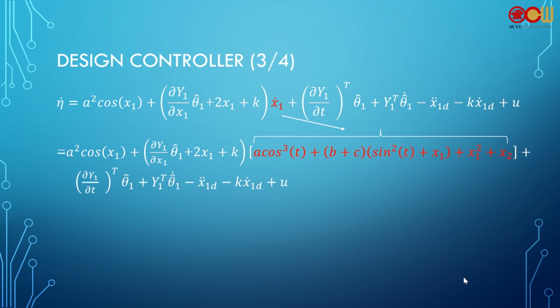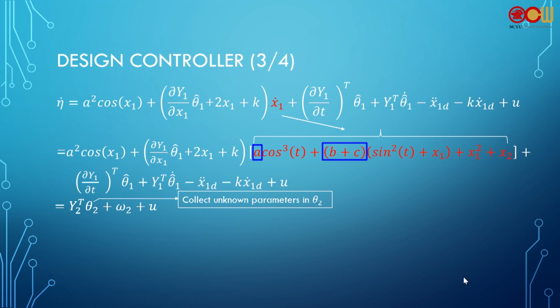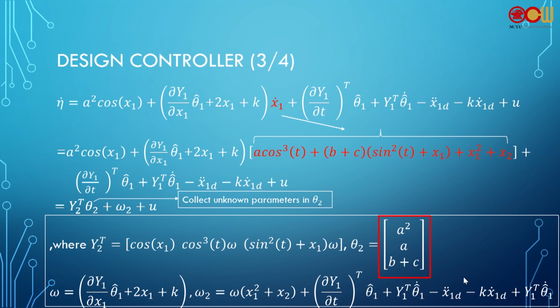You expand x1 dot and segregate the unknown terms and the known terms into different brackets. You put the unknown terms a, b plus c, and a squared into theta 2, which is a new theta. Previously, we just had theta 1 in the previous slide. Now we have theta 2. So theta 2 is this. You put all the unknown variables here, and this is the regression matrix. And omega is a known function. We also introduce omega 2, which is a function of omega and some other known functions, plus some terms. All these are known functions. This is measurable.